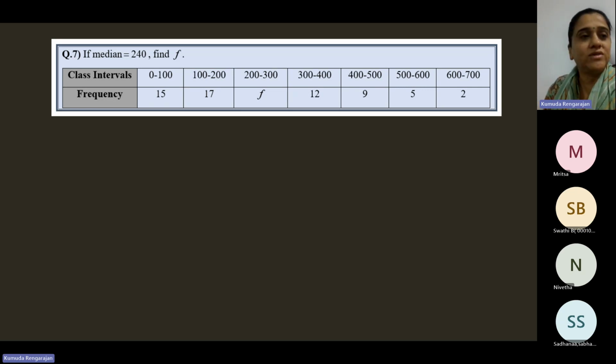See, when can you use n by 2? How do we actually find the median class interval? We find n by 2, and in the cumulative frequency column, we find that value which is just more than n by 2. That is, if we know the total of the frequency column. Here we don't know one frequency. Then how do you know the total? So in that method, you cannot find the median class interval. We have the value of the median, 240. So to which class interval does it belong? 200 to 300. That's the median class interval.